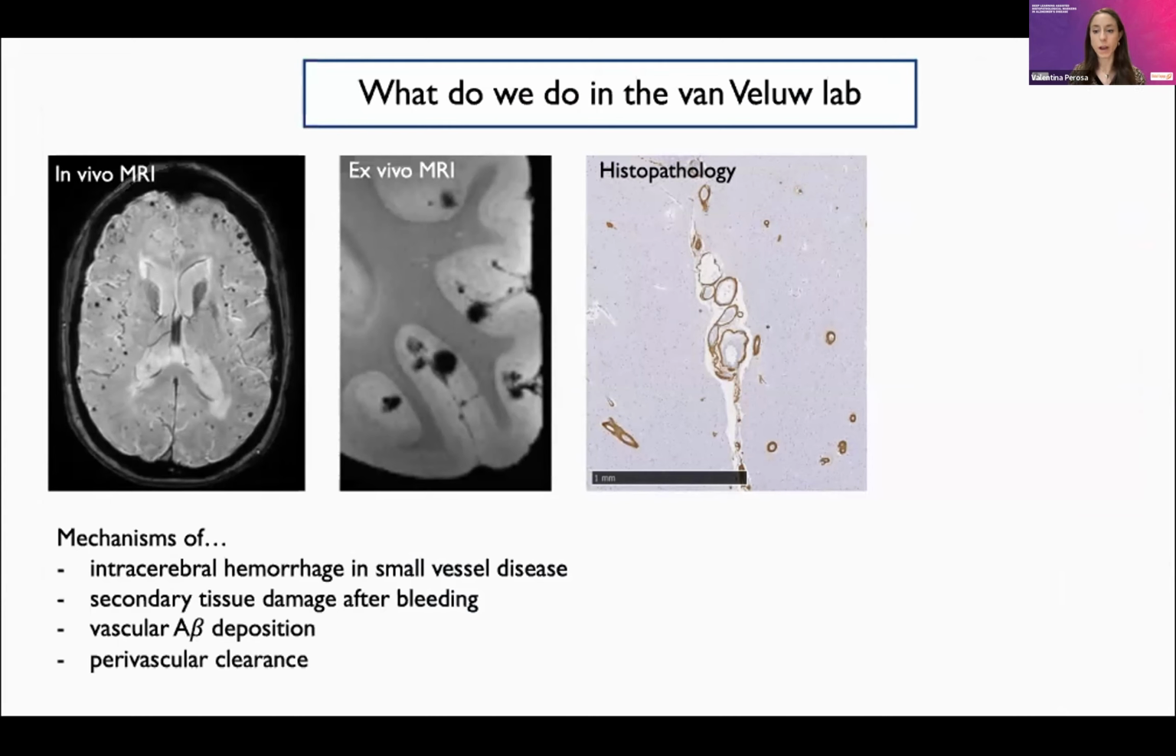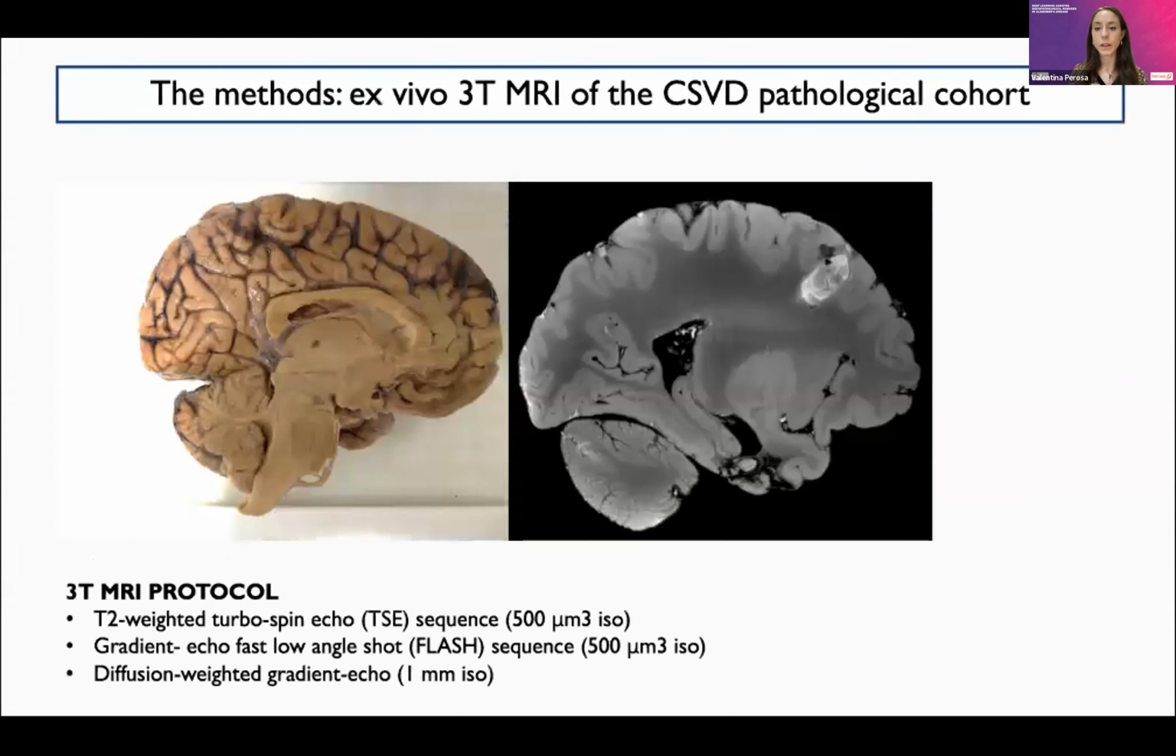So in the lab, we think that combining neuroimaging and neuropathology, so going from in vivo studies to ex vivo neuroimaging and finally to histopathology, is a very effective way to give some answers to pathophysiological questions and mechanisms that hide behind intracerebral hemorrhage, secondary tissue damage after bleeding, vascular amyloid beta deposition, and perivascular clearance. So a brain donation program was established at MGH with a focus on cerebral amyloid angiopathy patients, but it was then extended also to other forms of cerebral small vessel disease.